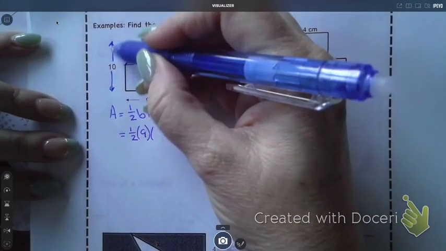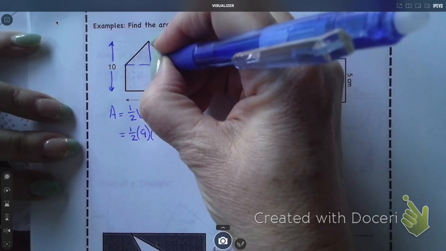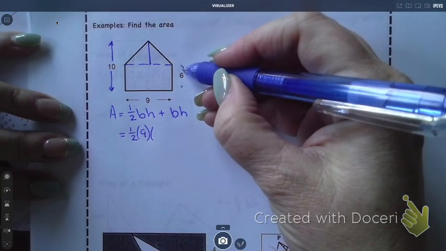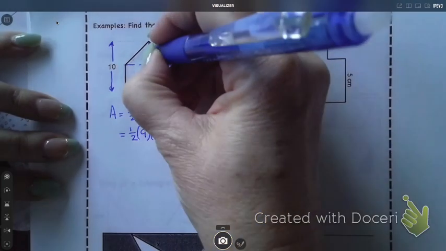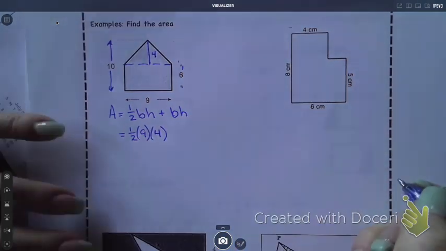The height of the whole thing is 10. 4. Sarah, how'd you get 4? Because on the other side of it is 6. Yep, this side is 6. So that means the remaining has to be what? 4. So are you going to have to do some looking and moving things around?